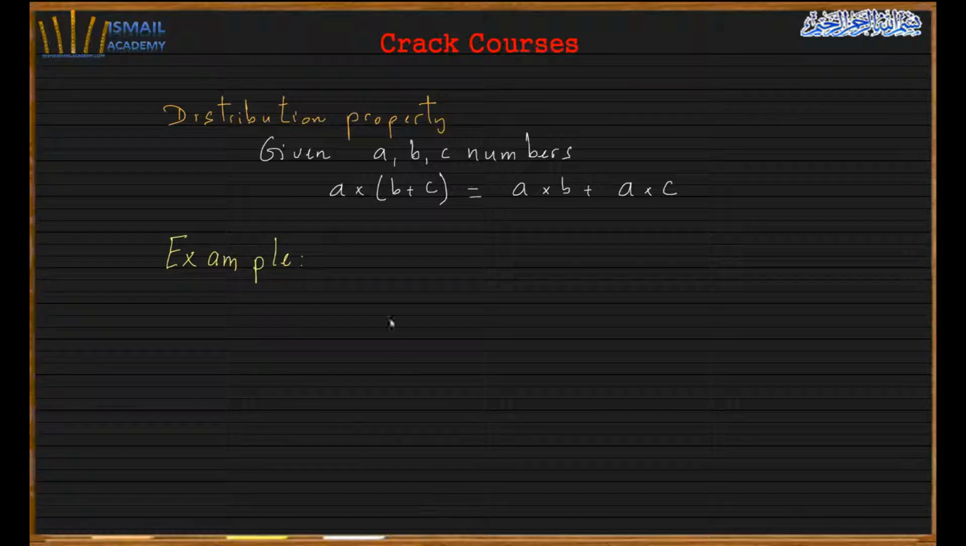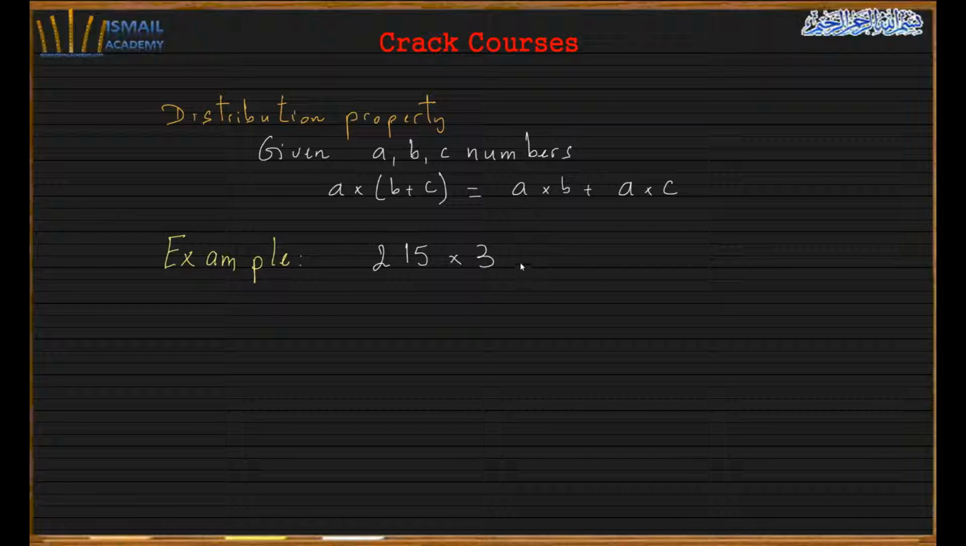Suppose I want to multiply 215 times 3. So how can I do that using distribution property? So this multiplication is the same thing as if I have 3 times, and I'll write down this one in terms of their place value quantity. So it's going to be 200 plus 10 plus 5.